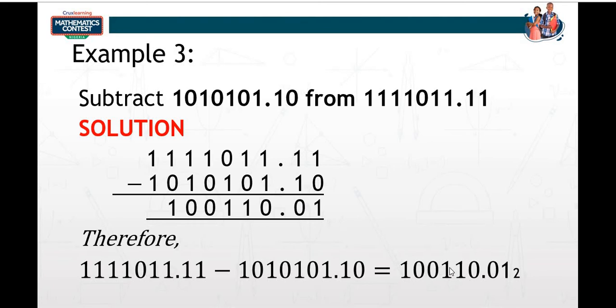So this is it. 1 minus 0 is 1. 1 minus 1 is 0. The decimal comes down. 1 minus 1, 0. 1 minus 0 is 1. This cannot, so borrow from here. Call it 2. 2 minus 1 is 1. 0 now remaining. 0 minus 0 is 0. 1 minus 1 is 0. 1 minus 0 is 1. 1 minus 1 is 0. So no need to put it there. And then we have 1, 0, 0, 1, 1, 0.01. And this is it. Okay.